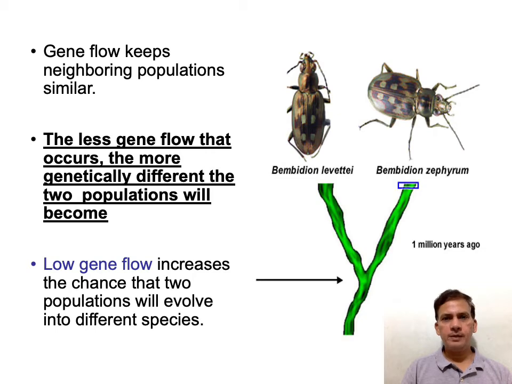Now this is one typical example here. There are two bugs, Megalodion leviti and Megalodion zephyrum. They are two different species. Here you can see they are characteristically different.